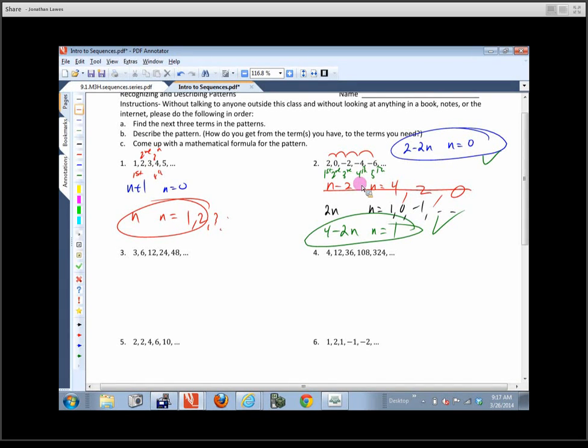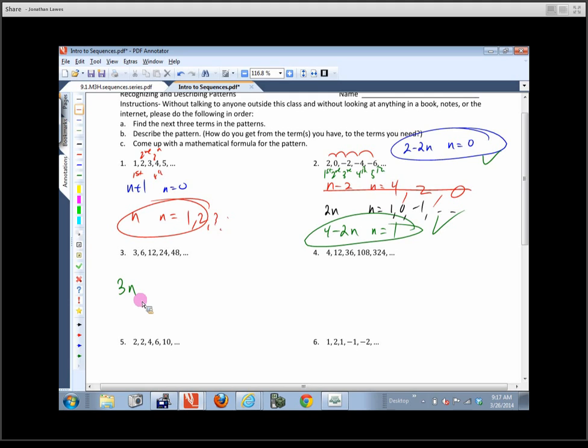But if somebody were to say something like this, you watching? If somebody were to say, hey, the formula for this one is 3n. Or the formula for this one is, anybody know what it is? Okay, let's just look at that one.